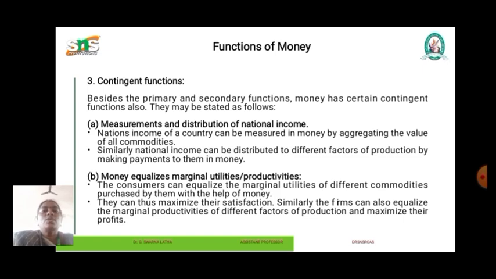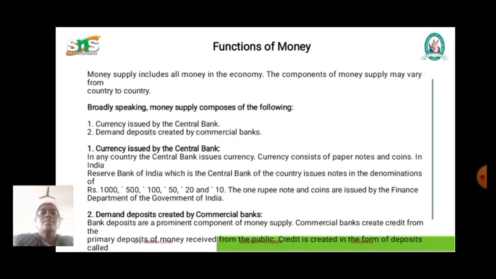Next one, money equalizes marginal utilities or productivities. The consumers can equalize the marginal utilities of different commodities purchased by them with the help of money. Then they can maximize their satisfaction. Similarly, the firms can also equalize the marginal productivities of different factors of production and maximize their profits.